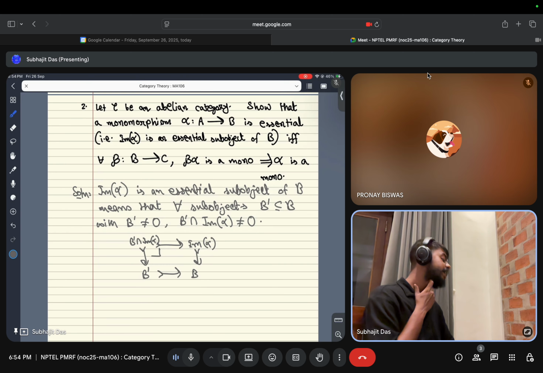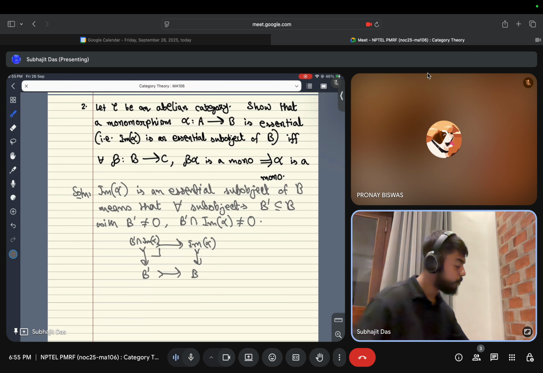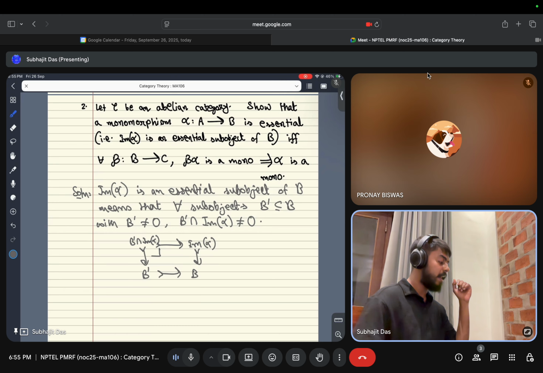Okay, so what do we want here? Let's break down the problem. So C is an abelian category. We want to show that a monomorphism alpha from A to B is essential if and only if this monomorphism alpha has the following property: for all morphisms beta from B to C, beta alpha is a monomorphism implies alpha is a monomorphism. So what is the property of alpha? For any morphism beta from B to C, whenever beta alpha is a mono, then alpha is also a mono.